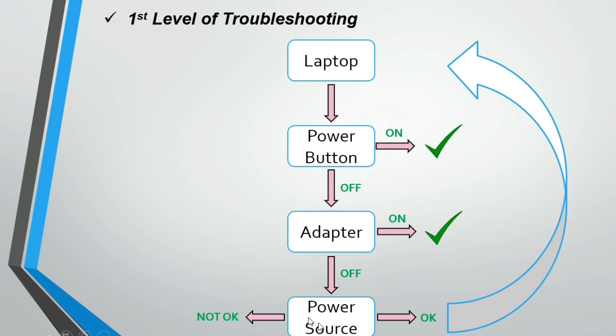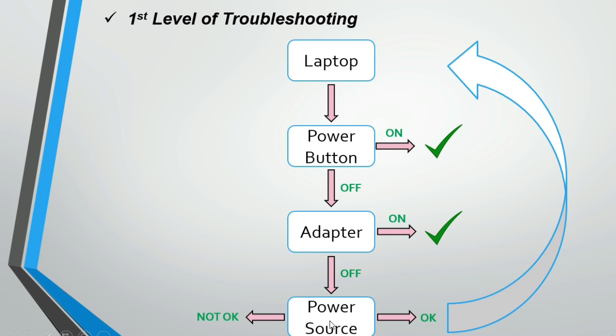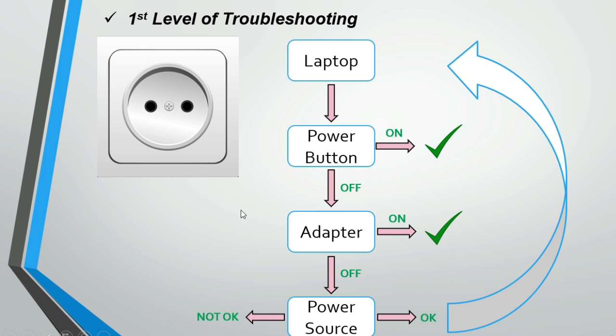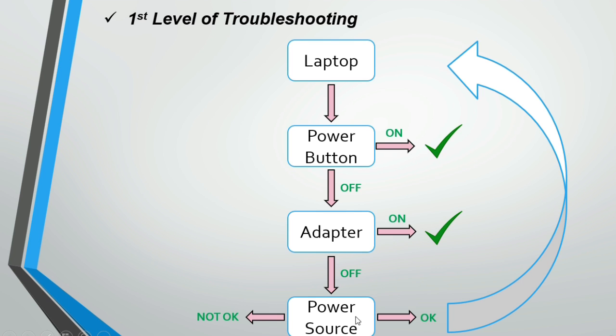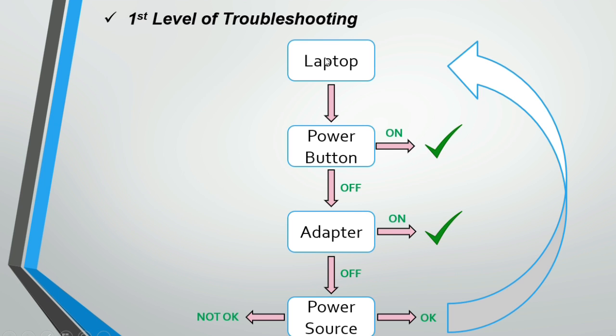If we check the power source and we find that the power source is not okay, meaning the power is absent, then the problem is in the power source, not in the laptop. But if we check the power source and we find that it is okay, that means the problem is in the laptop itself.